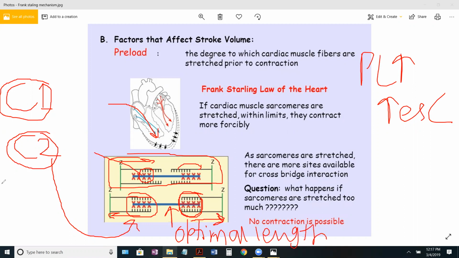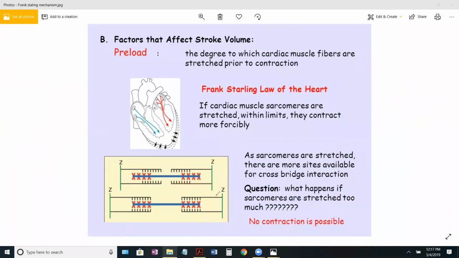Okay, and remember, when more preload enters, the stretch on the myocardial cell will increase. But if you further increase the stretch on the myocardial cell, what do you think? Will the number of cross bridges start decreasing or increasing? If I further stretch this in this direction, meaning I further increase the preload, it will decrease. Why? Because again this actin will go away like this, and these cross bridges will start staying empty. So that's the concept of optimal length of the muscle fiber.